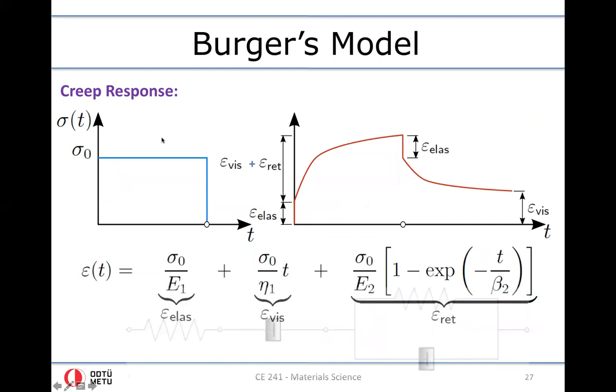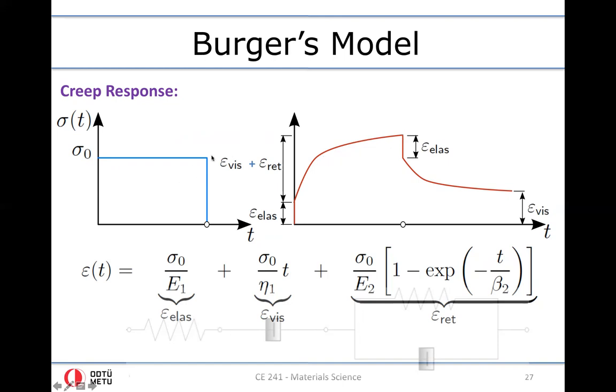So in this diagram, for t0 equals 0, we observe this. When you apply sigma 0 at time 0 and keep it constant for a while, what you observe is this elastic response, instantaneous elastic response due to the spring in the Maxwell model. And then we have the combination of the viscous part of the Maxwell model and the viscoelastic Kelvin model contributing to this increase, all right?